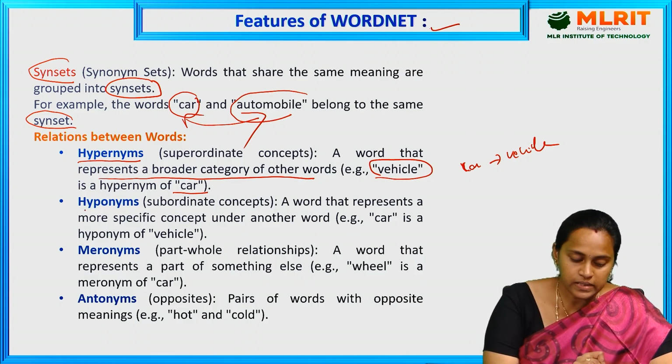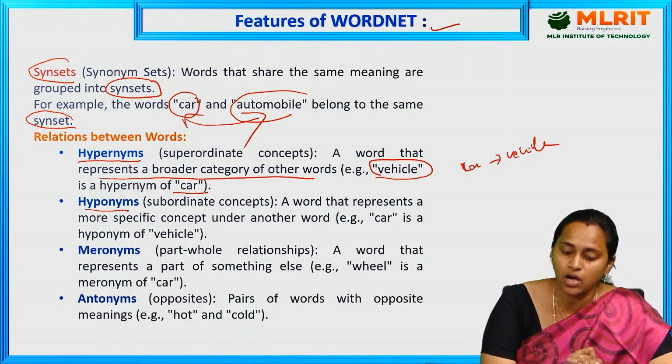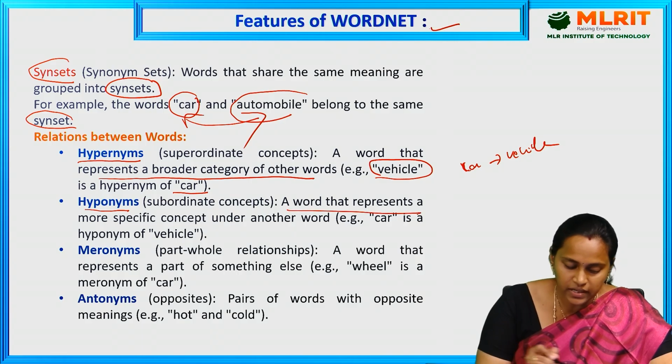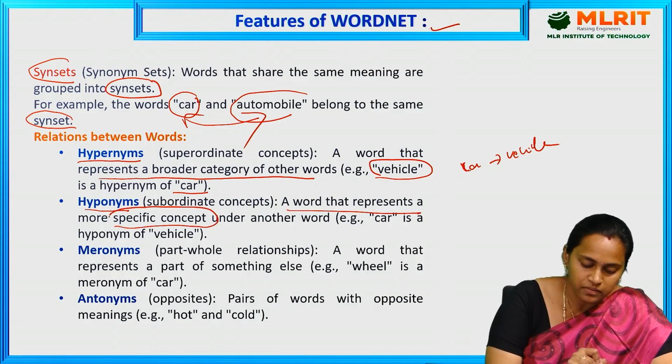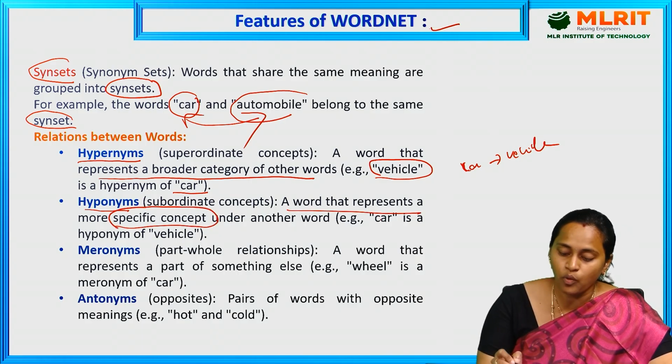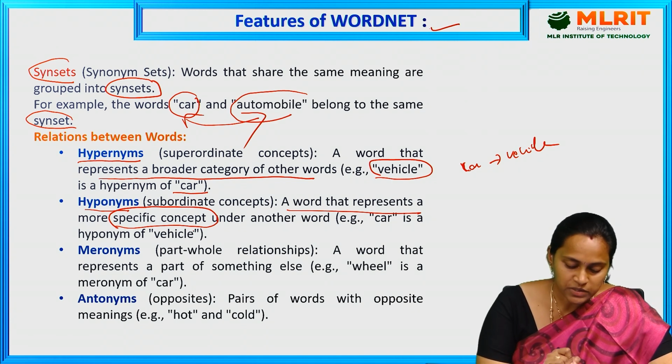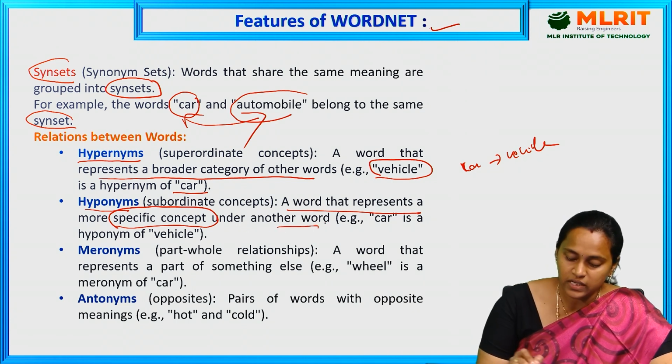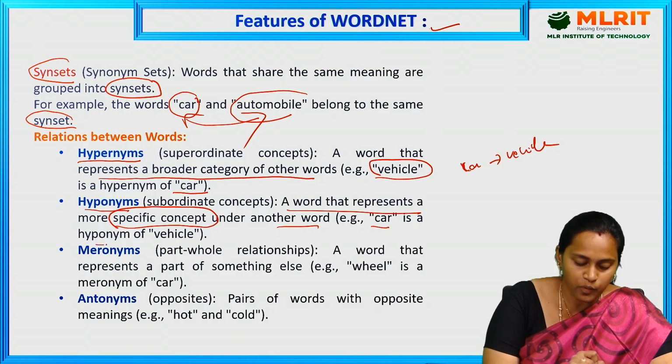Next, see the hyponyms. What is the meaning of hyponym? A word that represents a more specific concept. That means it represents a more specific concept under another word. Here see the example. Car is a hyponym of vehicle.